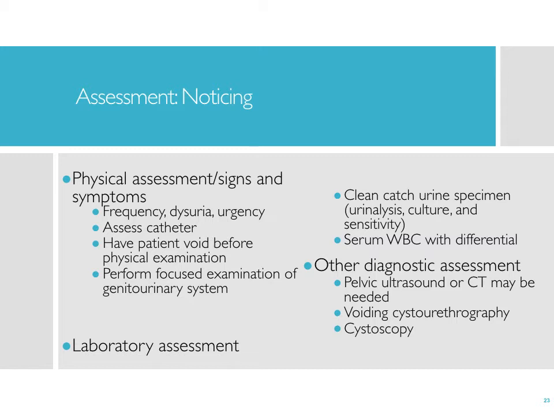So when we're assessing or noticing things on our physical assessment, some of the signs and symptoms that we may see is that somebody is going to the bathroom frequently. They have pain, dysuria on voiding, and they may have an urgency. So when they do have to go, they have to go now. They really don't feel like they can hold it. If the person has a catheter, we want to assess the catheter and the urine that is being expelled through that catheter.